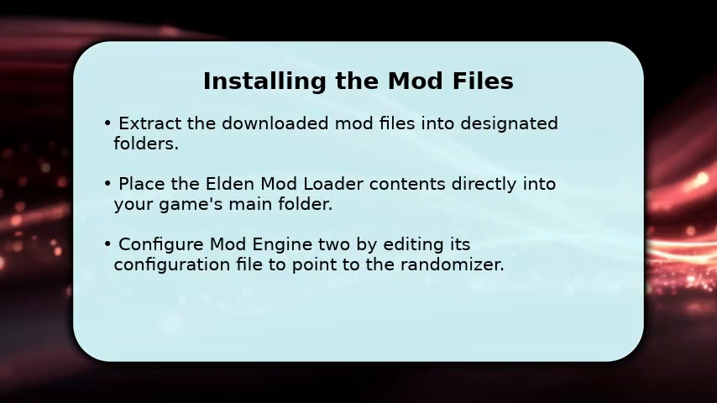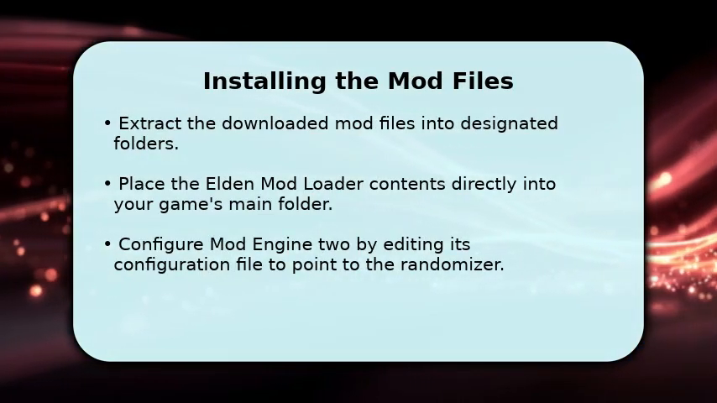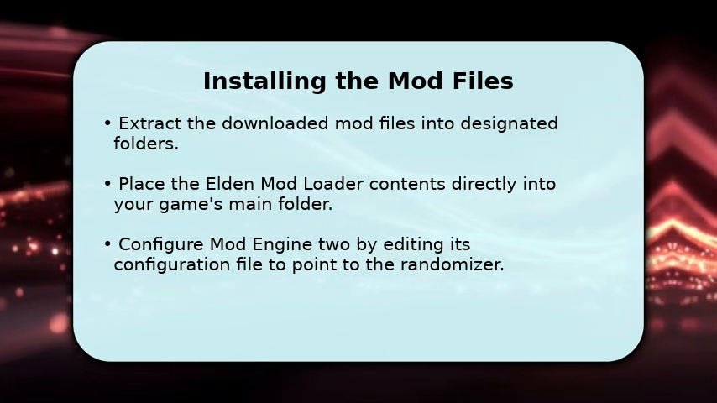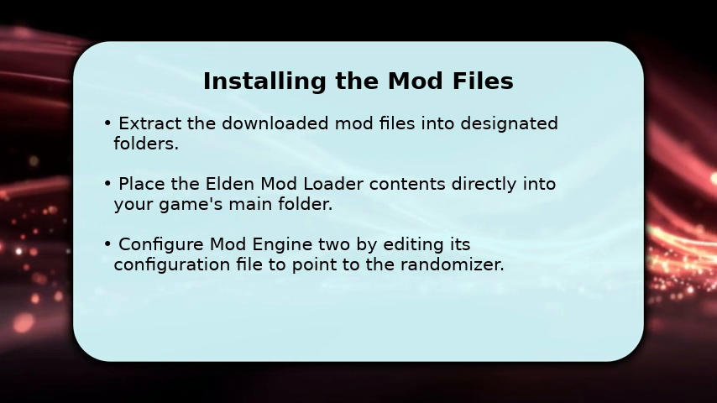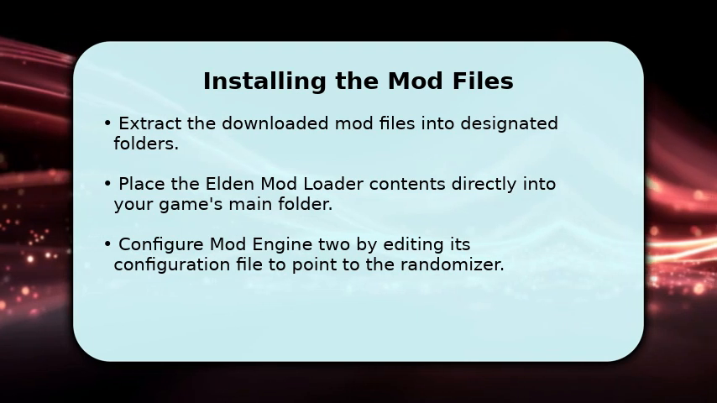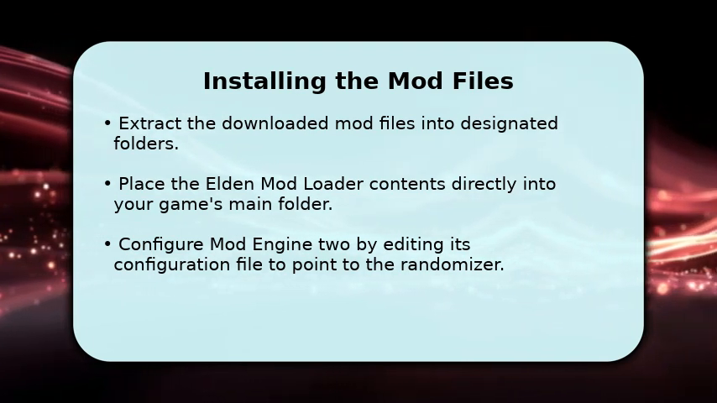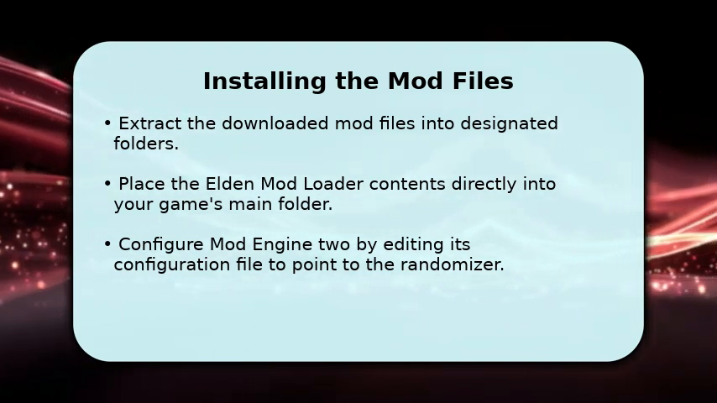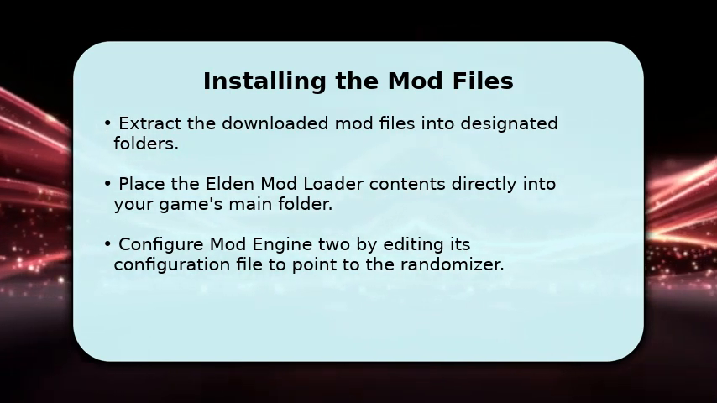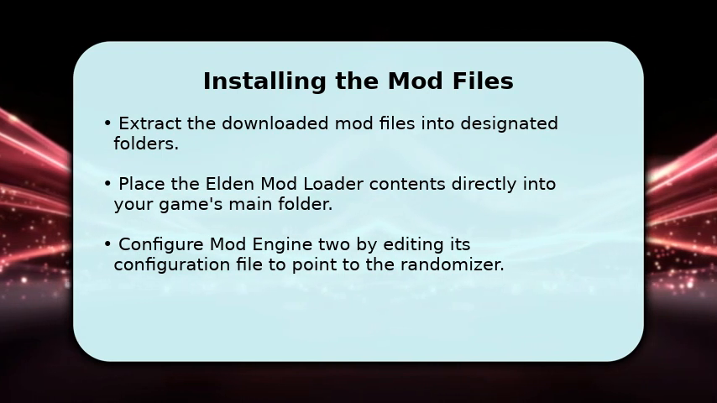Once you have all the necessary files, the next step is installation. Extract each downloaded archive and place the Elden Mod Loader files into your Elden Ring game directory. Then, configure Mod Engine 2 by editing its configuration file. This step is crucial as it tells the game to load the randomizer. Always double-check file paths to prevent common errors during this process.